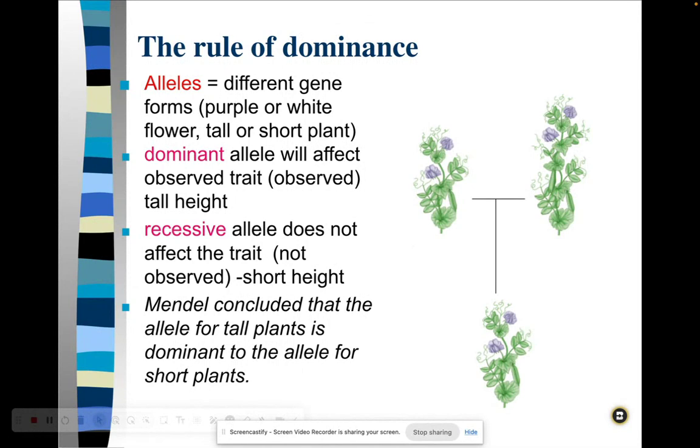So alleles are different gene forms like purple or white flower or tall or short plant. Okay? The dominant allele will affect the observed trait. So this allele is observed. So in this case, it will be tall height. The recessive allele does not affect the trait. It is not observed. So in this case, it would be short height. Mendel concluded that the allele for tall plants is dominant to the allele for short plants.